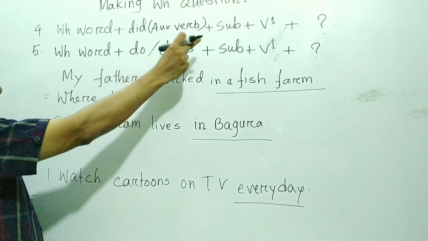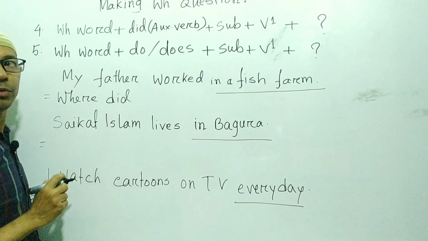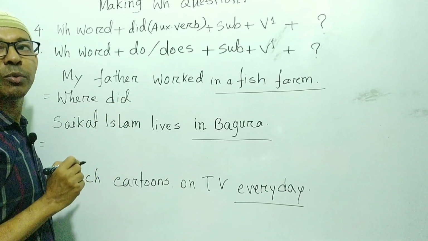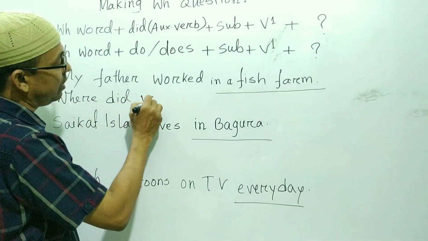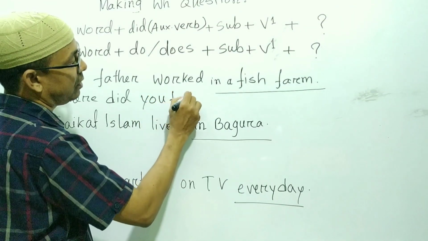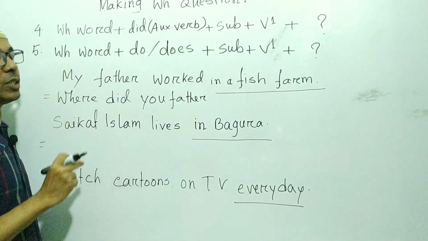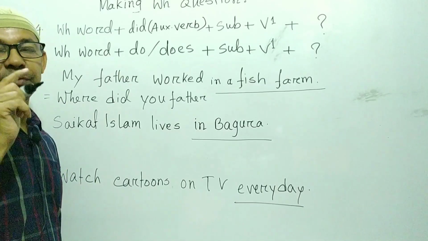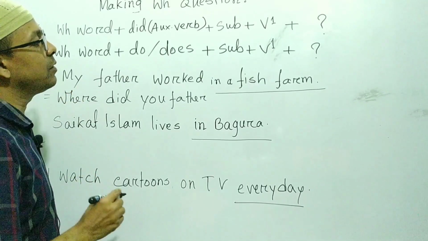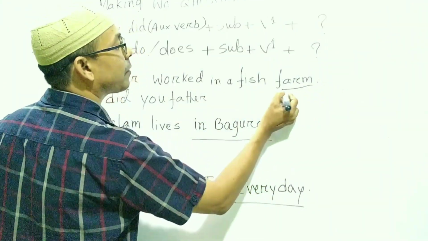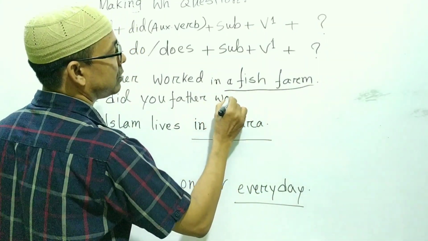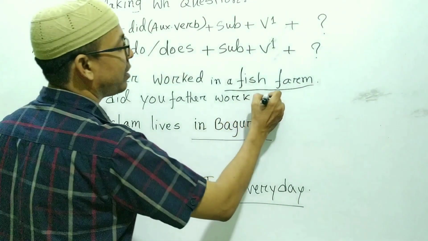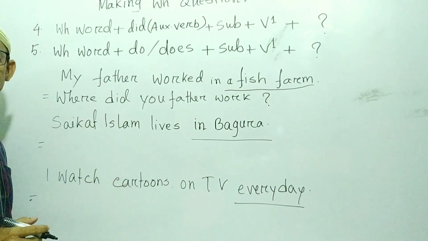Where did? Then the subject of the sentence, my father. And you know that instead of my father you have to write your father. Instead of my, the pronoun will be your. So where did your father? Then the present form of the verb. V1 means the present form of the verb. Then work. Then question mark should be given. That means, where did your father work?